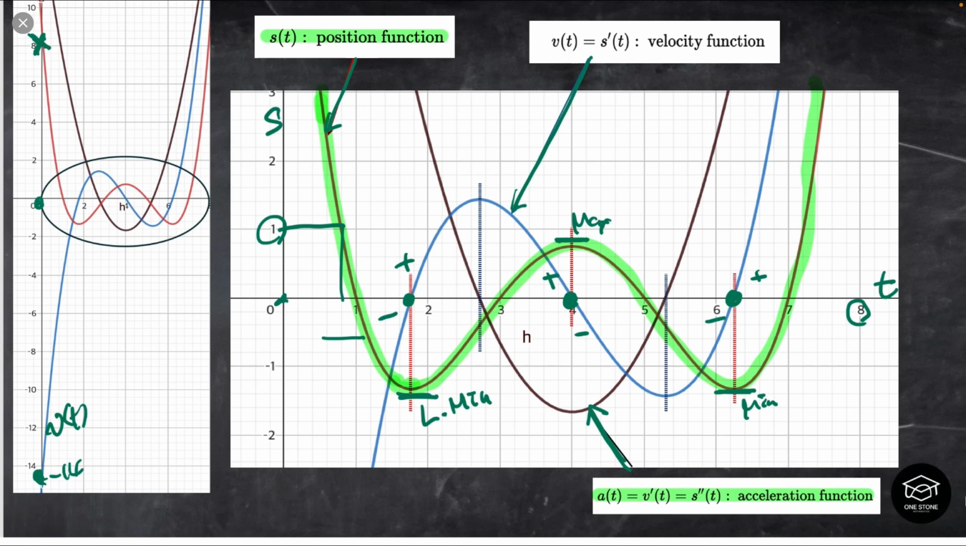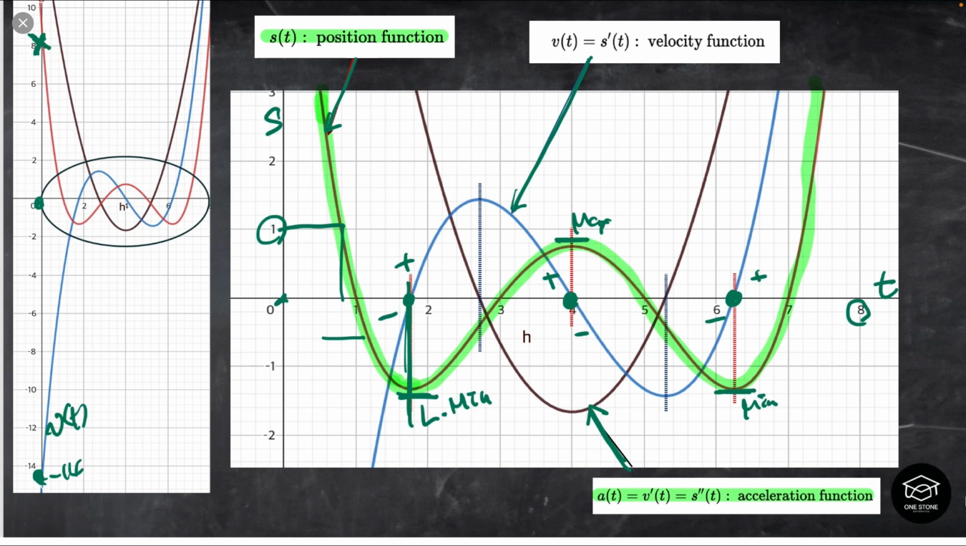For example, if this were the path of a shell fired from a cannon, then a maximum value of the position function would represent the highest point the shell reaches above the ground, and from that moment, the shell's height would begin to decrease toward the ground.